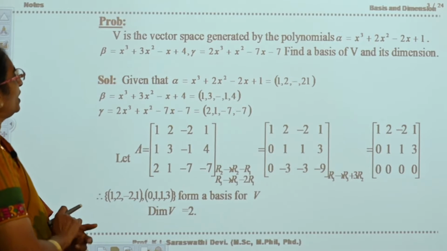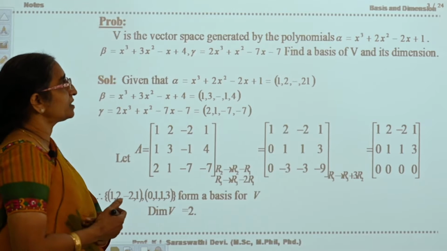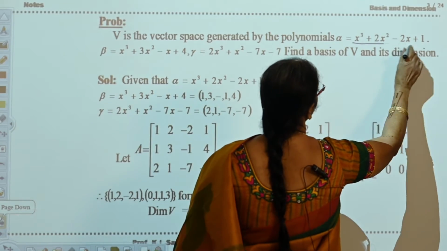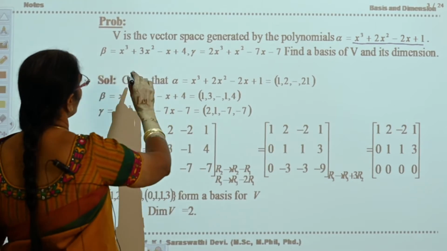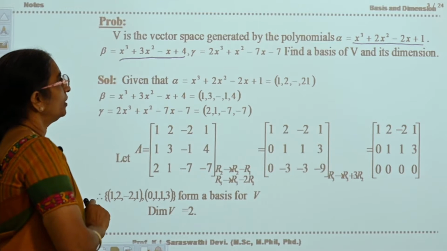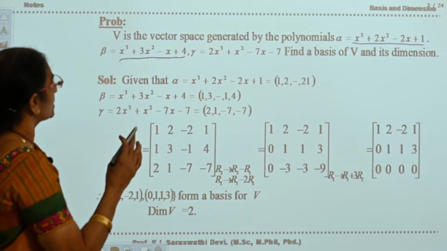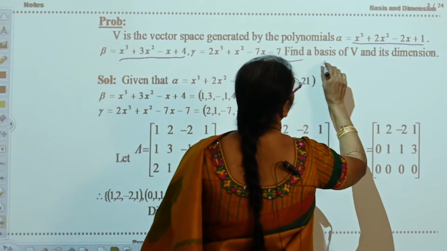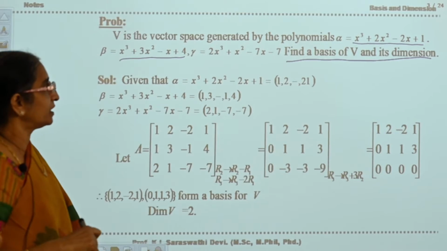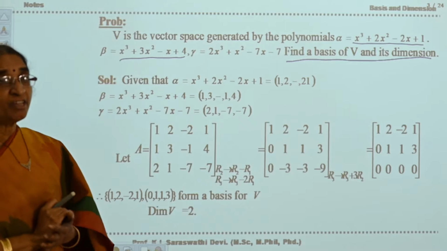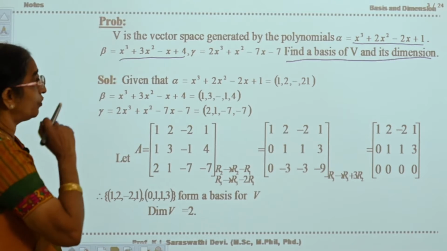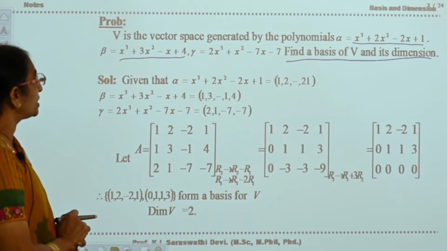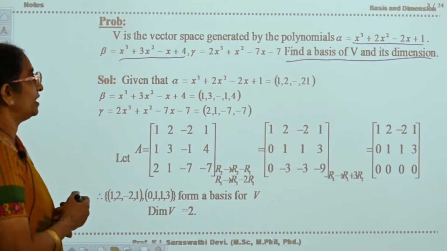Now see, V is the vector space generated by the polynomials alpha, x cube plus 2x square minus 2x plus 1, beta, x cube plus 3x square minus x plus 4, and gamma, 2x cube plus x square minus 7x minus 7. Find a basis of V and its dimension. Now see here, what is V here? V is generated by the polynomials. If you observe the polynomials alpha, beta, gamma, they are three third degree polynomials.